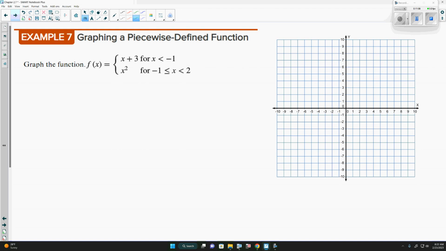All right, let's look at this one here. And I picked this one out specifically because of the quadratic part of this function. Now we can start out with the first one here. x plus 3 for x less than -1. So it is a line.